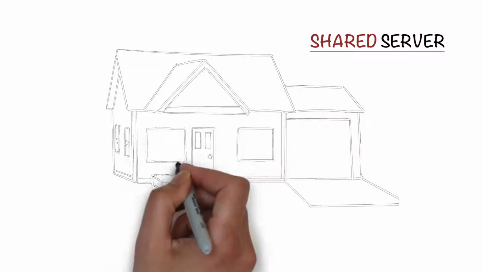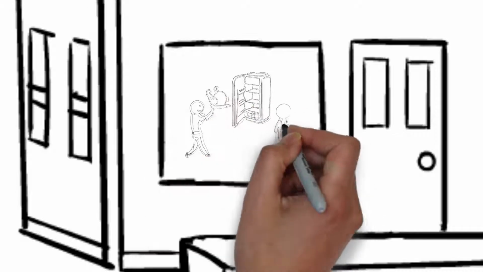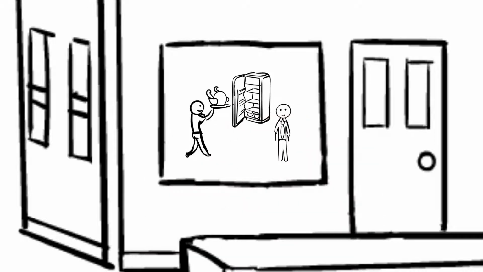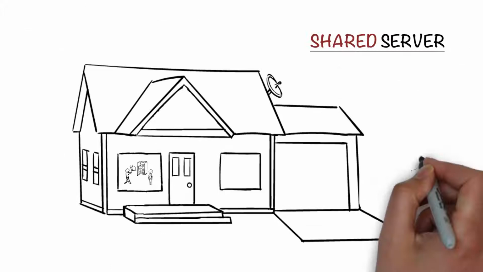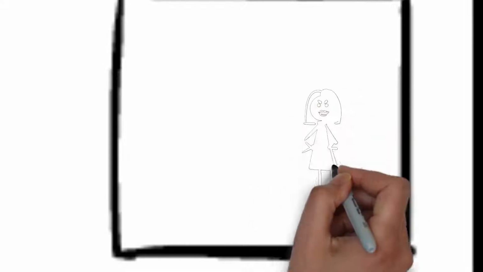A shared server is like a big house with a large group of people living in it. It has its own water, electricity, and utilities, and all the occupants share them. In most cases, they can share them very easily and equally, but sometimes a person may need more resources.